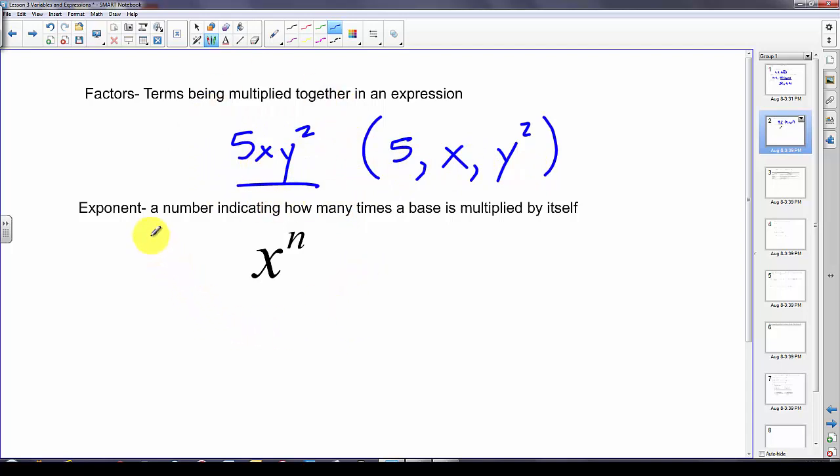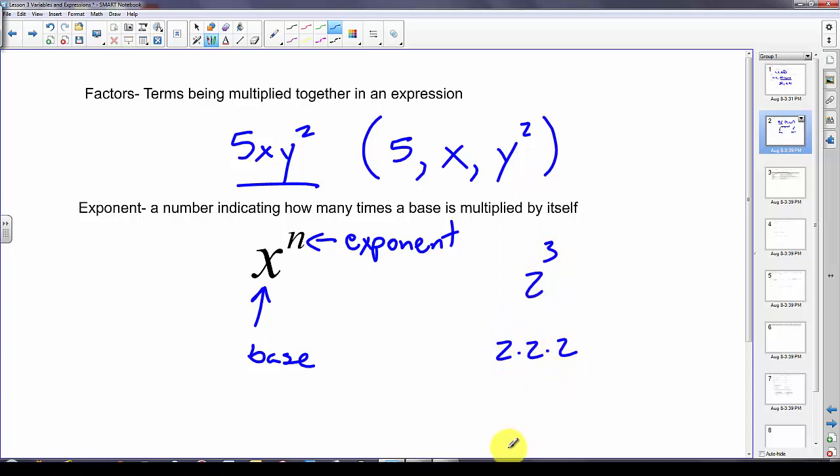When we move to talking about exponents, we talk about how many times a base number is multiplied by itself. So in this case, x functions as what we call a base, and our exponent tells us how many times we multiply that base by itself. So if I had something like 2 to the third, that means take the base of 2 and multiply it by itself 3 times.